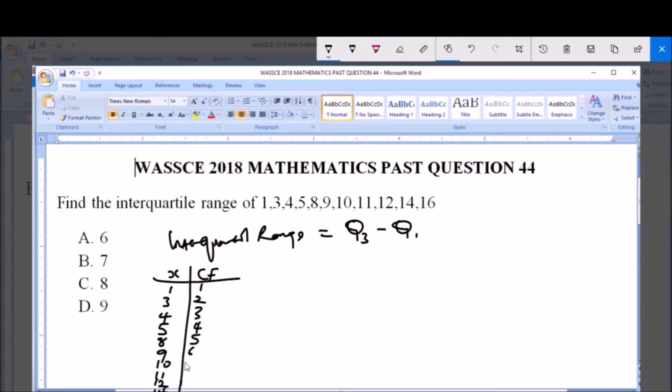5, 6, 7, 8, 9, 10, 11. So the cumulative frequency is 11. That is, the total number of this set of data given to us is 11. Now we can find the third quartile.